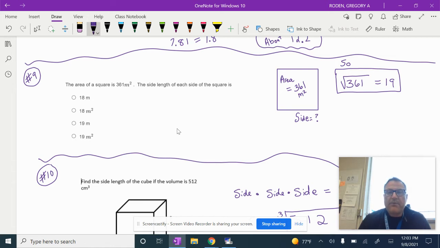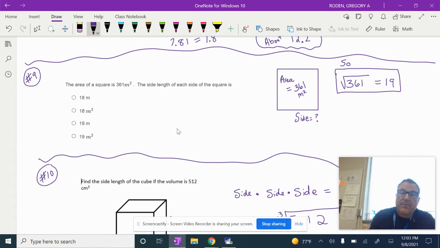Well, how do I go from area to side length? I take the square root. So all I have to do is take the square root of 361, and that should be in your notebook. Okay, we have these in our notebooks, guys, so you don't have to memorize that. So the square root of 361, that should be in your notebook, and that's 19.